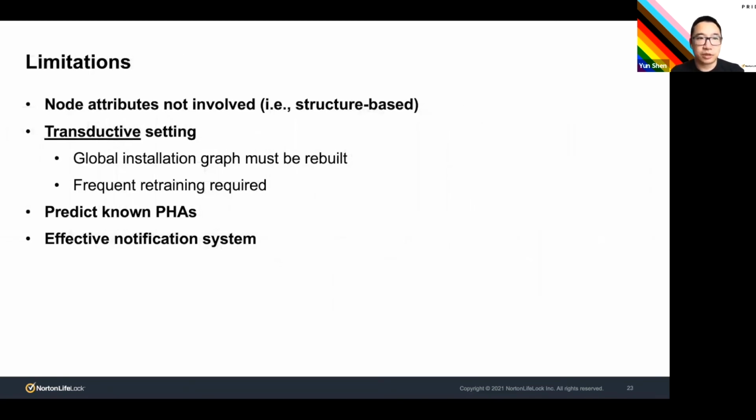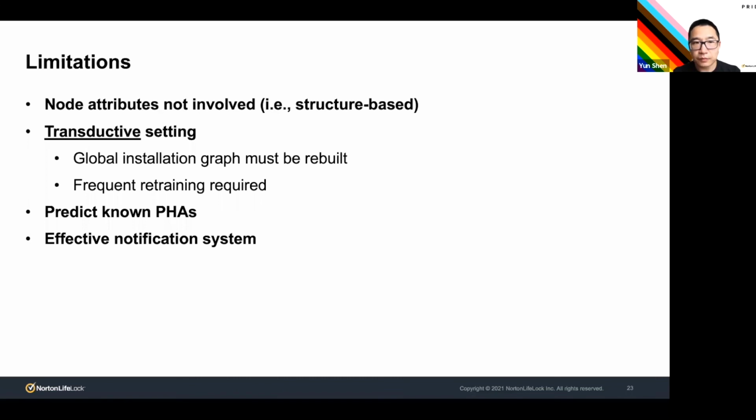Now I move on to the limitations. The first limitation of this system is that node attributes are not involved in the training or testing phase. That means we don't use the device information, and we don't use malware information. So in the future, next generation systems should be able to use them to do better representation learning.